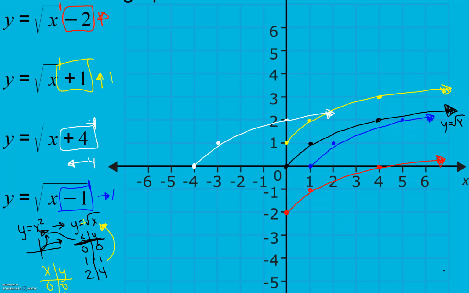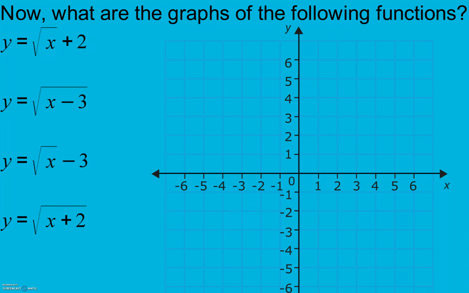So those are the differences that we have here from our parent function. Feel free to pause here and give these a try if you'd like. Now we're going to find the graphs of the following functions. Transformations here. This +2 is after my square root ends. So I'm going to go up 2. The -3 is inside my square root, so it's going to be a left and right. Since it's a minus, I go right 3.